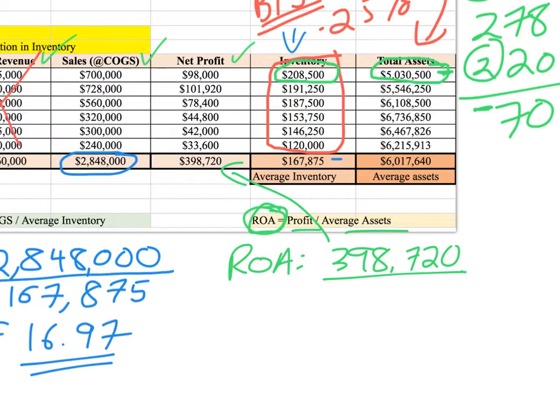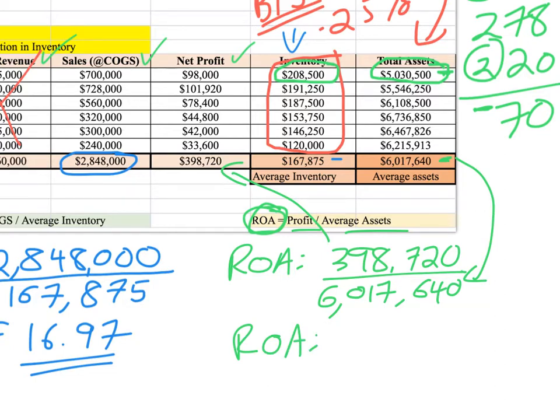We just had a positive impact by being able to take down the number of goods we had in inventory. Now we're going to divide those by the average assets. So our average assets has gone down a little bit. We're going to bring that number down here. And now it is $6,017 or $17,640.